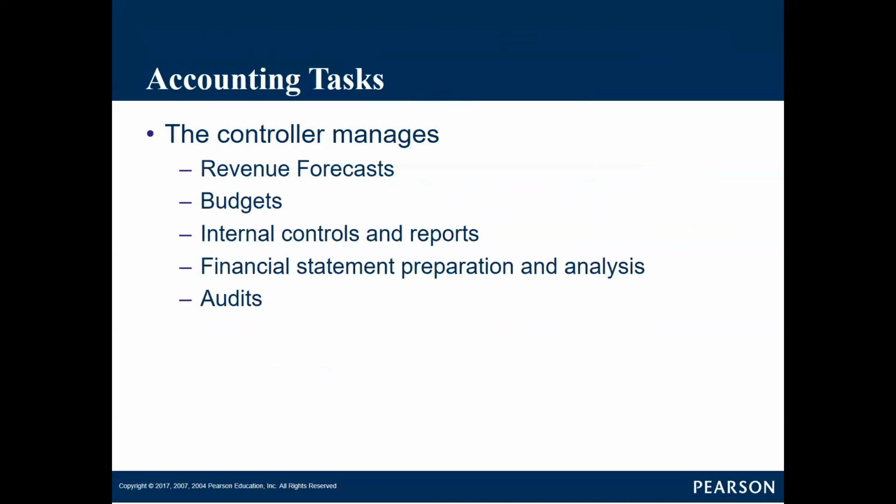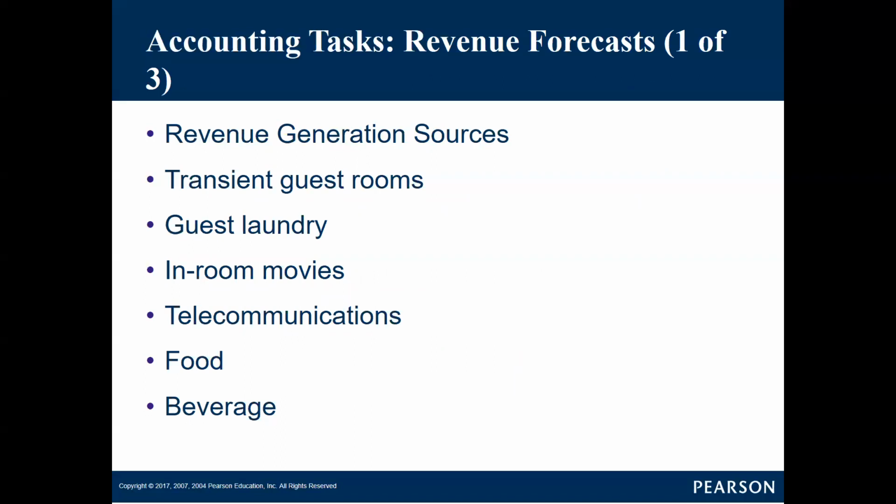Now, there are some tasks that the controller is involved with, right? In working with the GM and the EOC, the executive committee, the controller will normally be responsible for managing revenue forecasts, the budgets, internal controls and reports, the financial statements and analysis, and the audits, right? Now, with the revenue forecast, the terms revenue and sales are kind of used interchangeably. Accurate revenue forecasting is an important part of the controller's job.